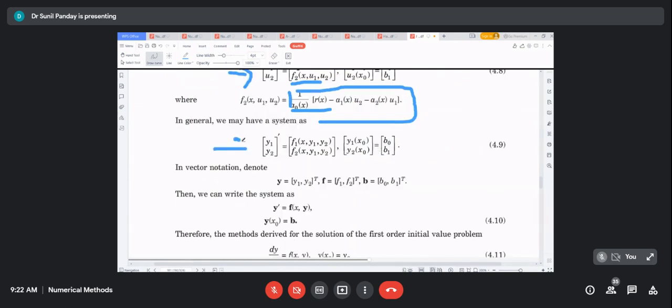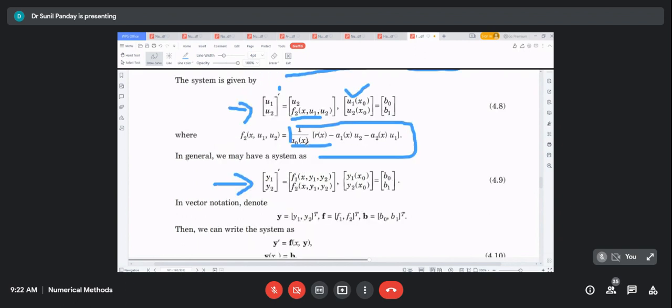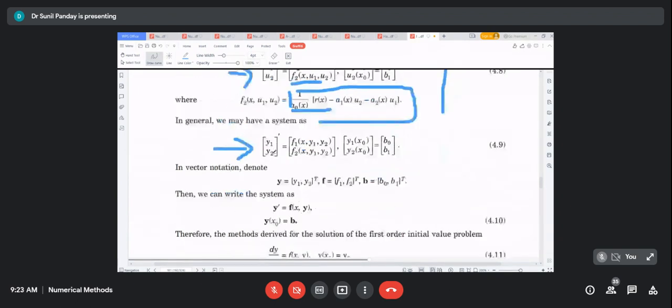So in general, this is how we may represent a first order system of differential equations, where y1 and y2 are two variables. These y are not related to the previous ones. This is the definition of a linear system of first order differential equations. So y1, y2, then their derivatives, not transpose, and the functions involving x, y1, y2, f1 and f2 of x comma y1 comma y2, and with these as the initial conditions.